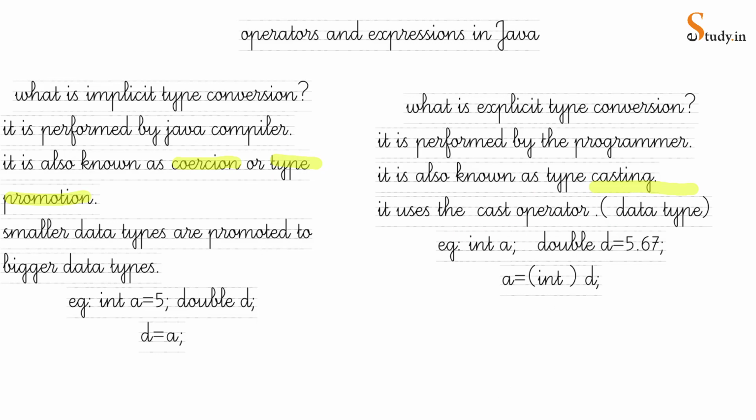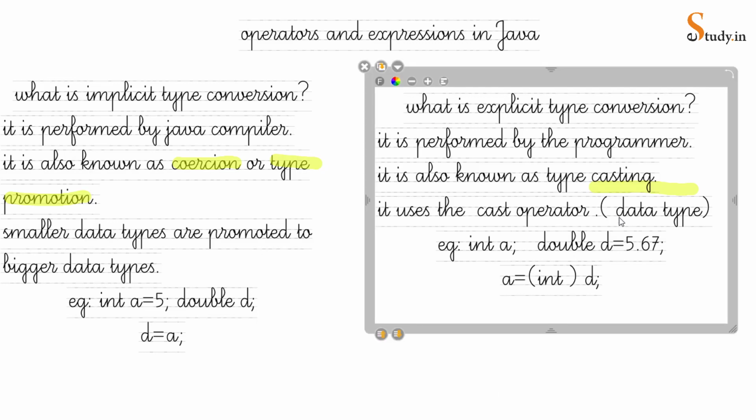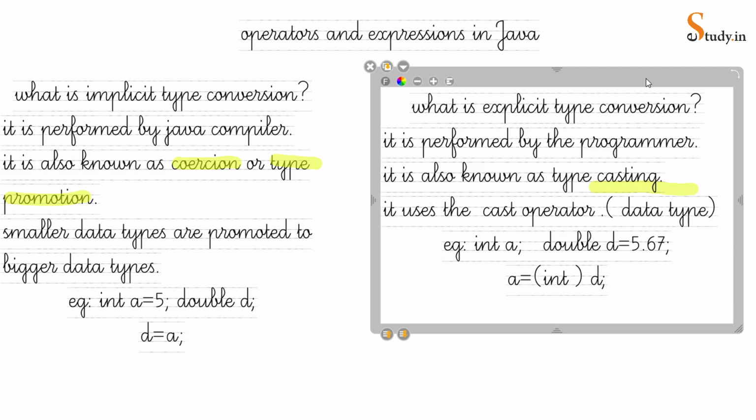Now what is a cast operator? A cast operator is these round parentheses, and within the round parentheses we have some data type. So that would be a cast operator.